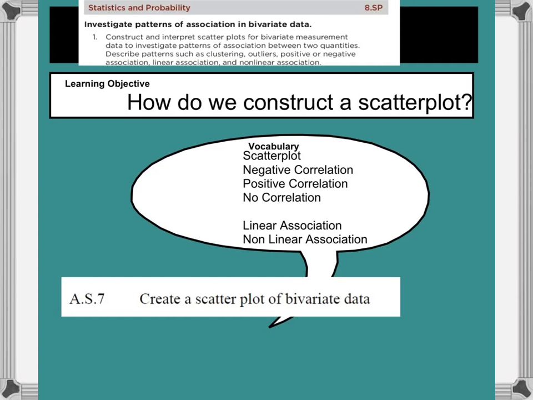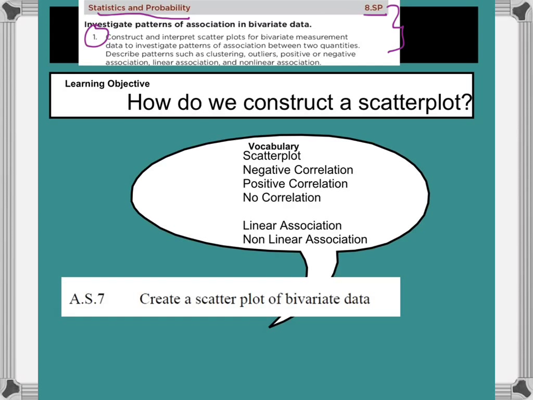Alright, so today we're going to talk about how we construct a scatter plot. This is both an 8th grade Common Core State standard, and it's also an integrated algebra standard. So I've put these two standards here. This top one is statistics and probability. It's 8 statistics and probability, and it's the first standard on the Common Core standard.